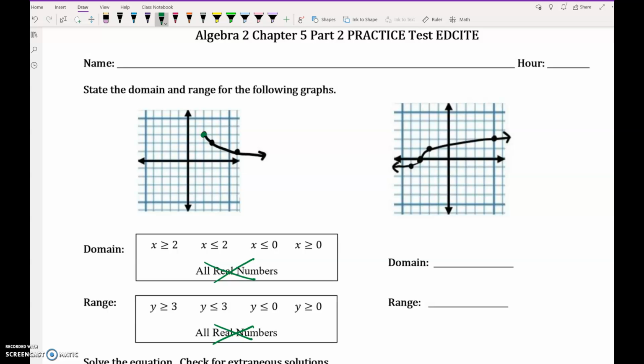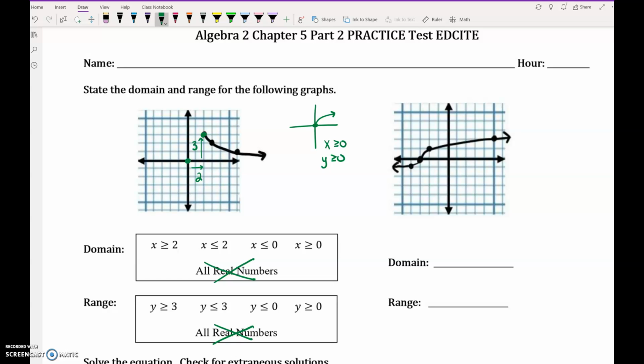This point originally started here at 0, 0. So if we have a normal square root graph that looks like that, the domain is x is greater than or equal to 0, and the range is y is greater than or equal to 0. But this graph has changed a little bit. That point that was originally at 0, 0 has moved over 2 and up 3.